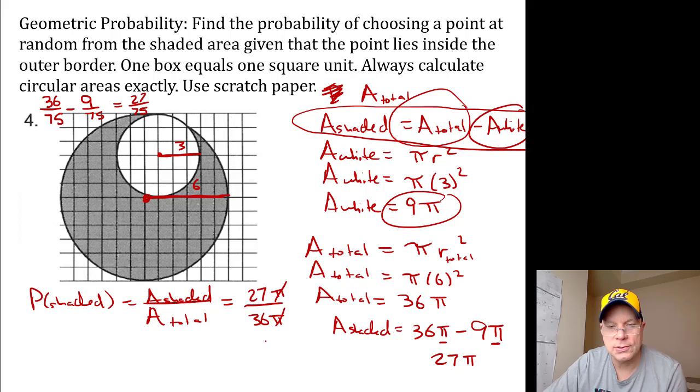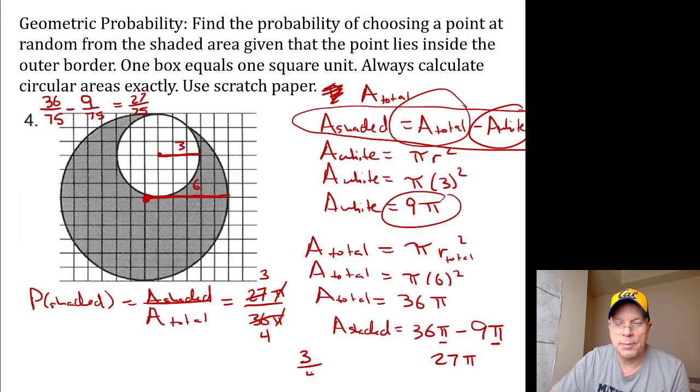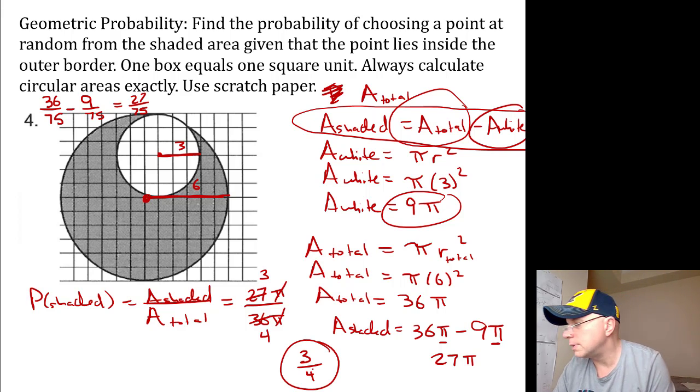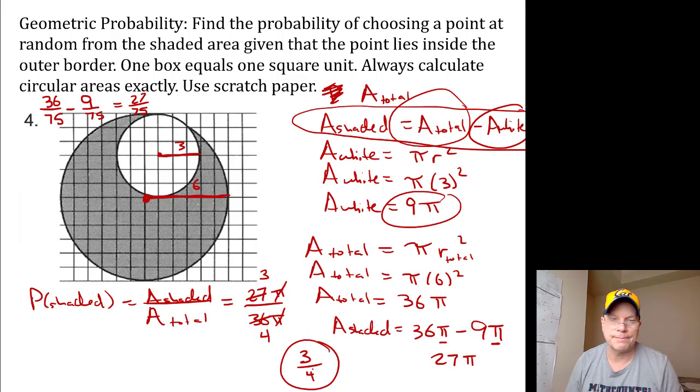Fortunately, the pi's cancel. And also, fortunately, there's a very large common factor. The greatest common factor of 27 and 36 is, of course, 9. 27 divided by 9 is 3. 36 divided by 9 is 4. So as complicated as that problem seemed, the probability is pretty straightforward. It's 3/4.